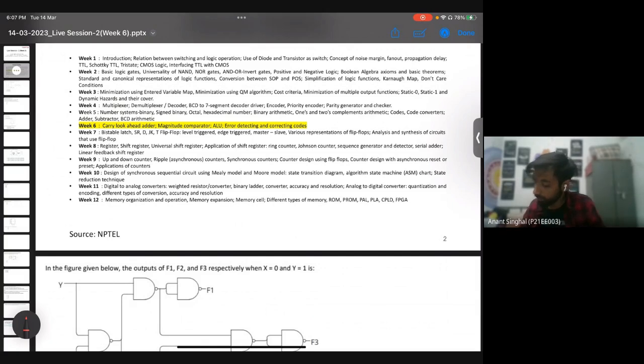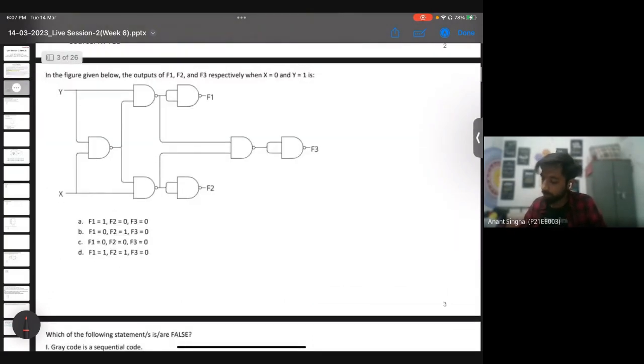So we shall start. Here's the first problem. It has been asked what will be the outputs F1, F2, and F3 such that x equals 0 and y equals 1. This is quite a basic problem that we'll cover.